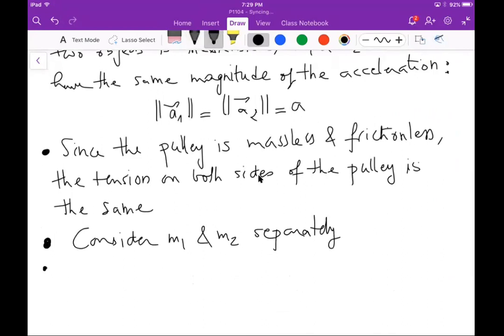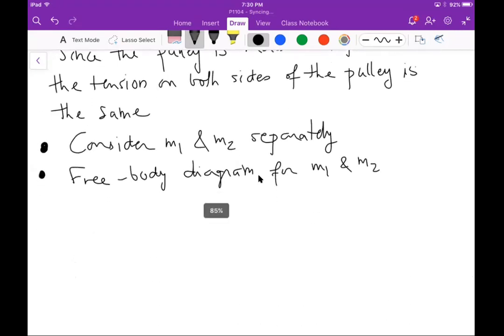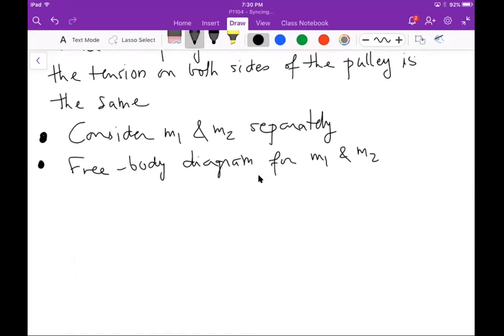Step number two, we are going to draw the free body diagram for both M1 and M2. And then we are going to apply Newton's second law. So let's take first the free body diagram for M1. M1 is attached to the cord on this side of the pulley. So I'll just draw it like this. Here's the ball. So this is M1. And here somehow we have the pulley.